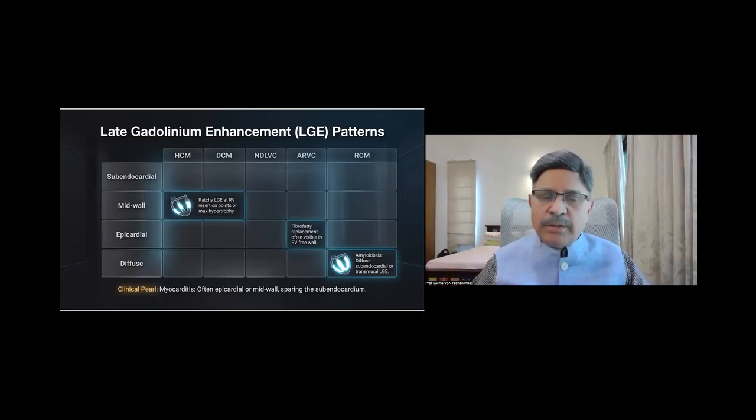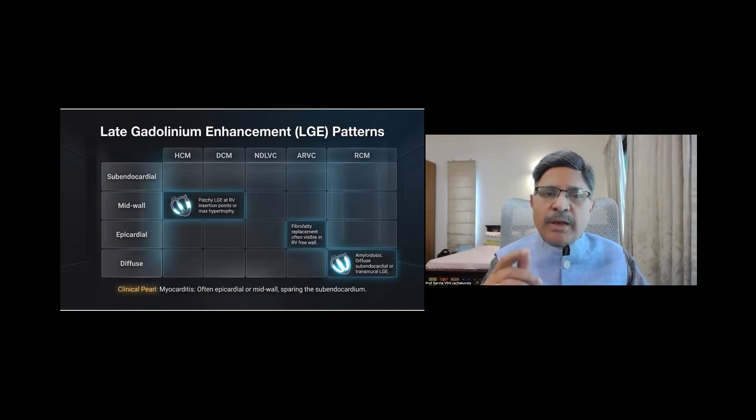CMR and LGE. Remember here, subendocardial: HCM, DCM, NDLVC, ARVC, RCM, none of them have any subendocardial lesions. The clinical pearl is that the disease is not subendocardial or endocardial. The disease is in the midwall or epicardial; it spares the endocardium and the subendocardium. Midwall, HCM and DCM, is the part involved in the middle of the muscular wall of the ventricle.